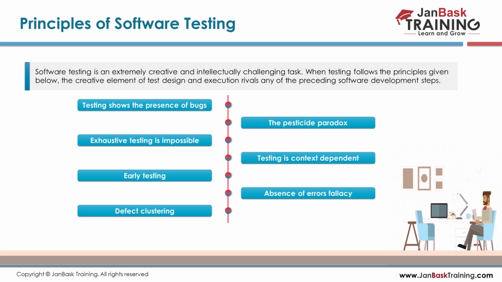The first one is testing shows the presence of bugs. Second is exhaustive testing is impossible. Third is early testing. Fourth is defect clustering. Fifth is the pesticide paradox. Sixth is testing is context dependent. And the last one is absence of error fallacy.